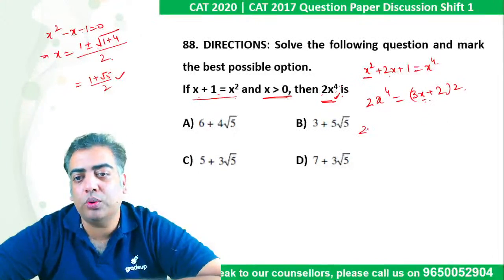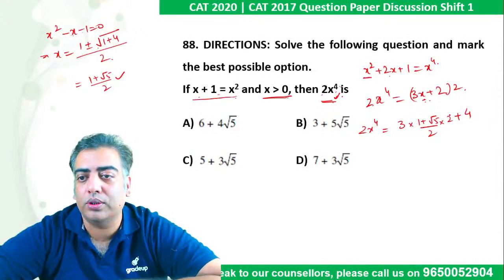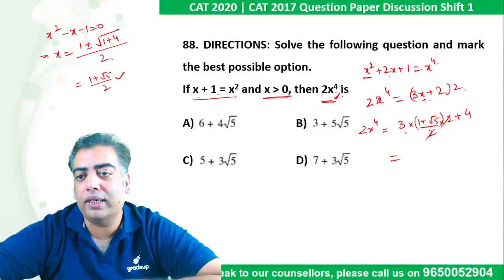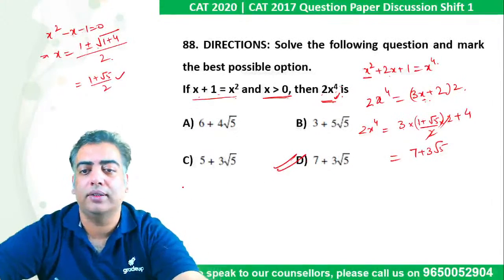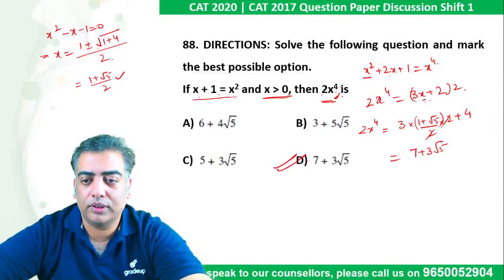So it becomes 2x raised to power 4 equals 3 into 1 plus root 5 upon 2. So this 2 is also getting multiplied here. Plus 2 into 2 is 4. So this 2 get cancelled out. Open the bracket. It comes out to be 3 plus 3 root 5 plus 4, which is 7 plus 3 root 5. So the right answer option comes out to be D. Bharat, it's D.